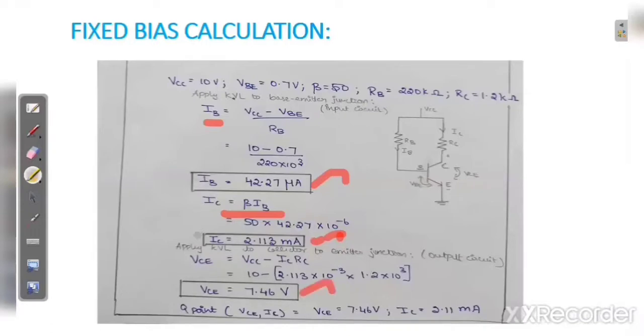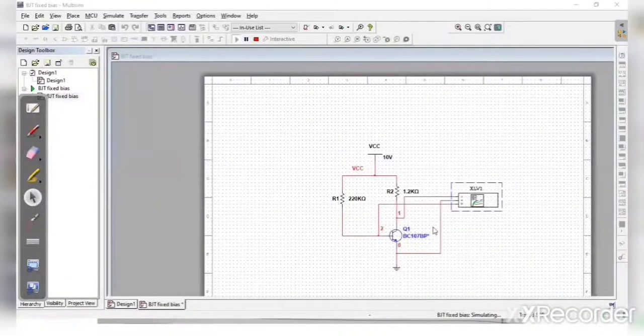So the IC value and IB value are similar to the values we get in the Multisim. There is some mismatch in this point value, but the overall value is very close to our Multisim value. Thus we can cross verify our Multisim value with this manual method. Now we are going to see the DC load line graph of this fixed bias.